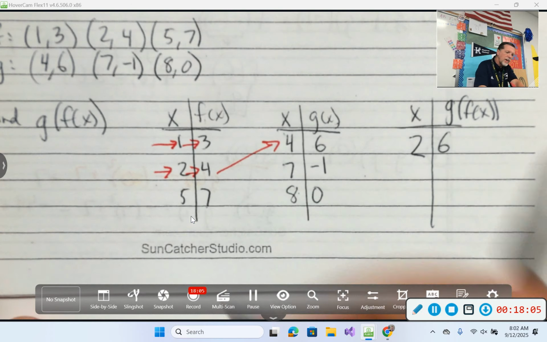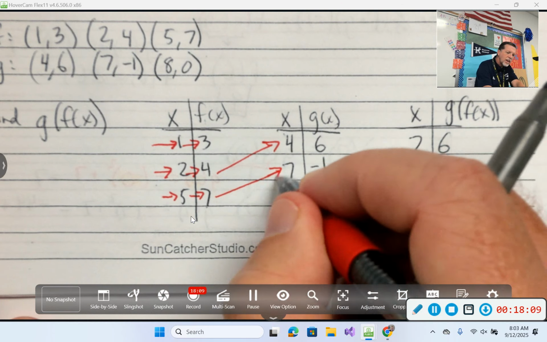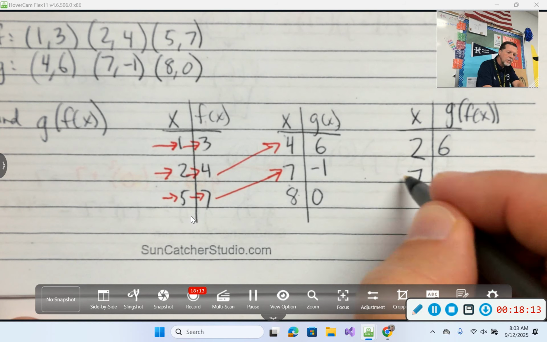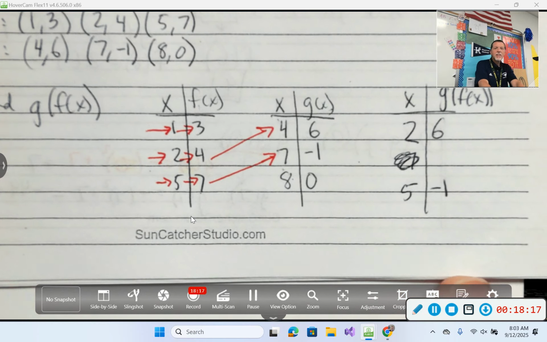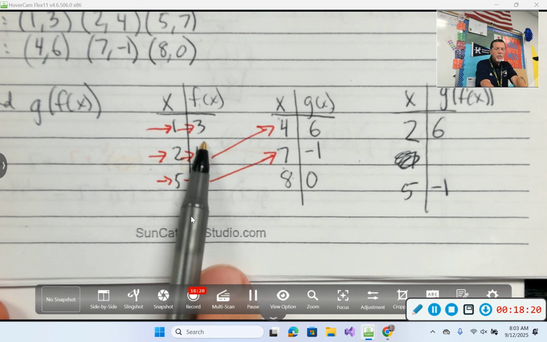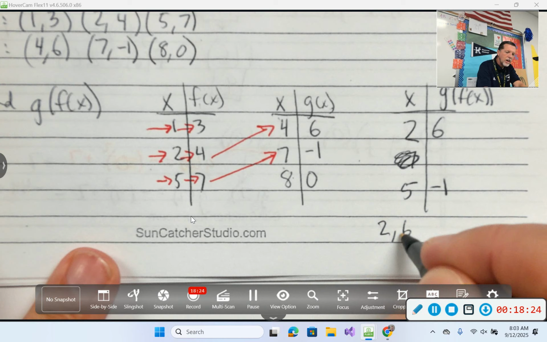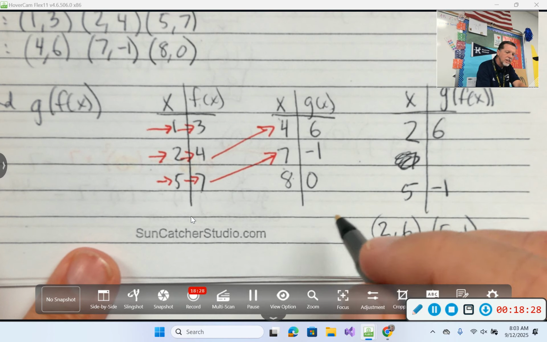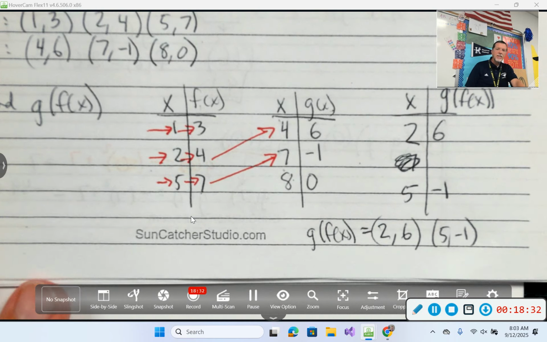If I plug in 5, F turns it into 7, and then G takes that 7 and turns it into -1. Whoops. I started with 5, I ended with -1. And so that 1, 3 was kind of a dead end, and then 8, 0 never even got used, so all I have is 2, 6, and 5, -1 for G of f of x.